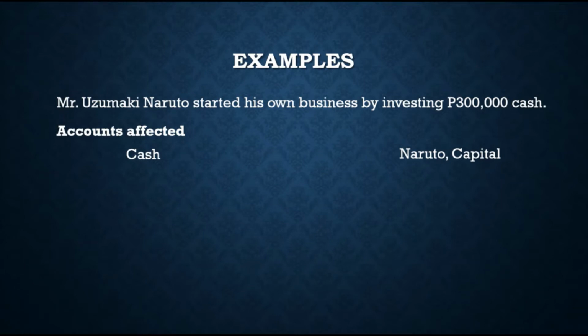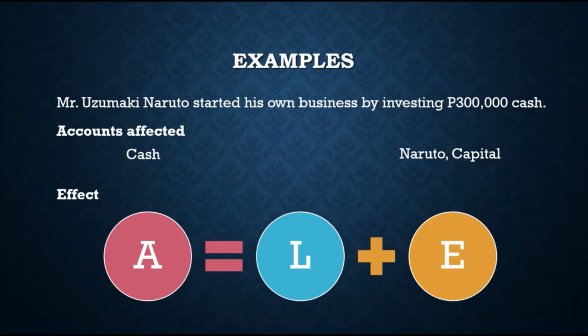So after natin malaman yung accounts affected, next naman na gagawin natin is to determine the effect of the transaction. So ang ating accounting equation ay asset is equal to liabilities plus equity. Since alam na natin na yung accounts affected ay cash and capital, walang magiging effect sa liabilities yung transaction. Then since ang business ay nakareceive ng cash, ibig sabihin asset will increase. The capital will also increase kasi yung amount na na-receive ni business represents yung investment ni owner. Makikita natin na balanse ang ating accounting equation dahil kung nag-increase si asset, dapat mag-increase din si capital.